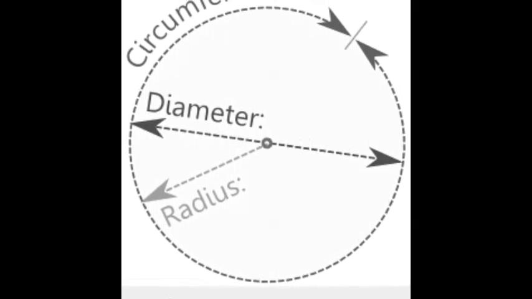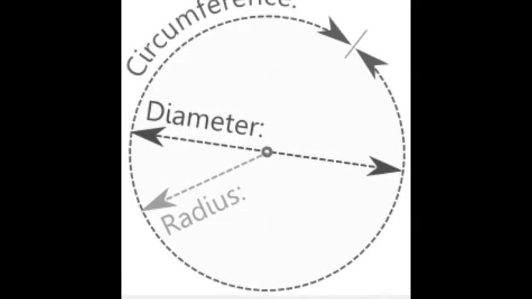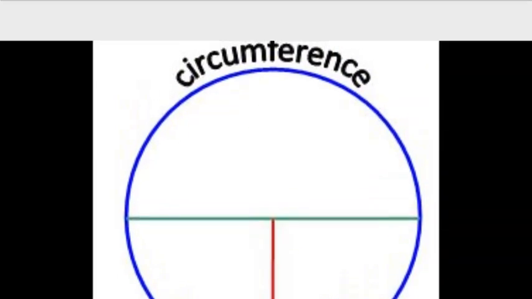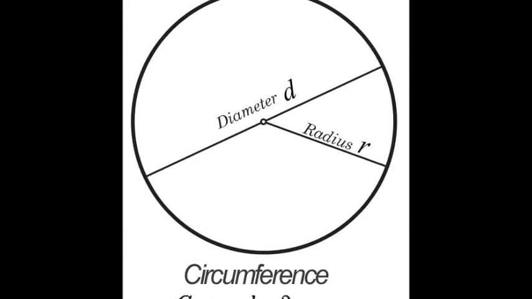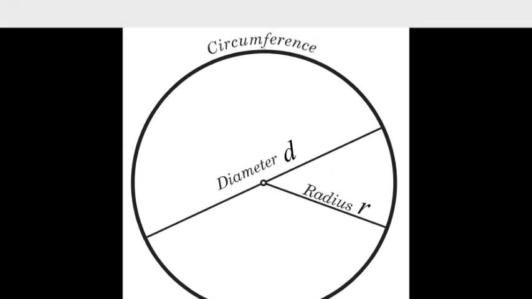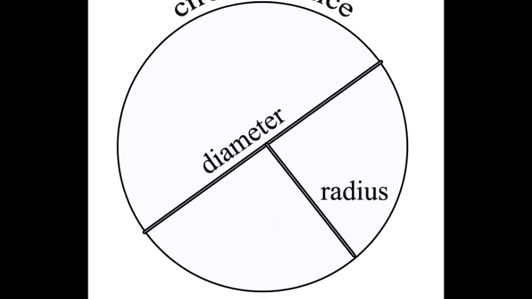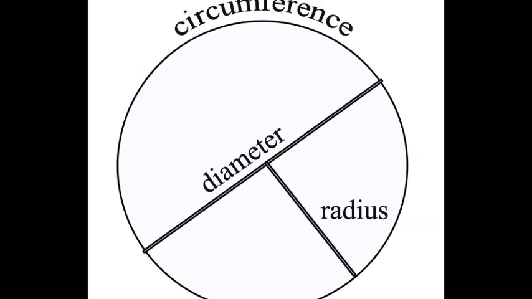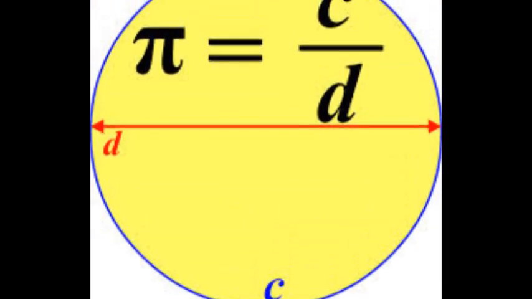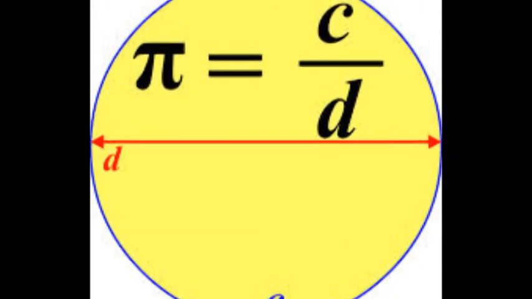The circumference of a circle is the total distance around the perimeter. The diameter is the distance of the circle from point to point across the center of a circle. The radius is half of the diameter.